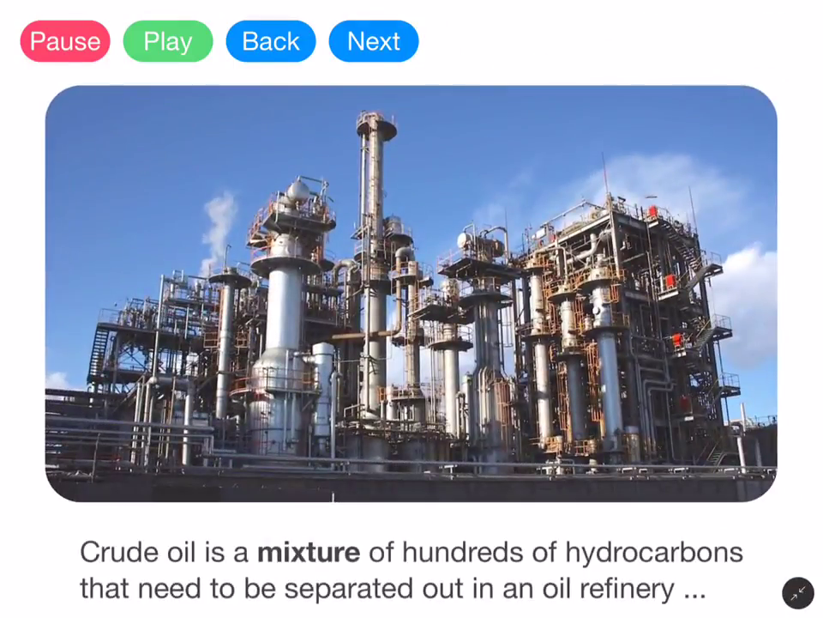Okay, this animation is about fractional distillation, a process used to separate crude oil into the many different individual molecules it is made up of. Now, why do we need to do this?